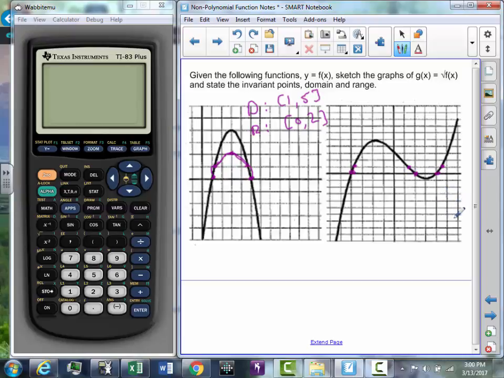The next thing I focus on is where is the graph negative? Because where that graph is negative, the new graph just won't exist there. So like this section here and kind of this section here, there won't be any graph because you can't square root those y values.